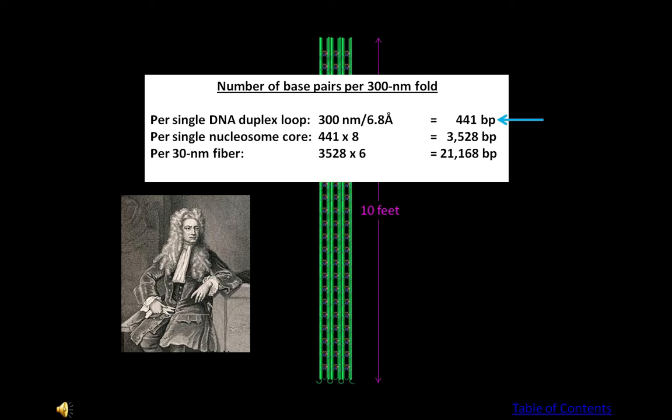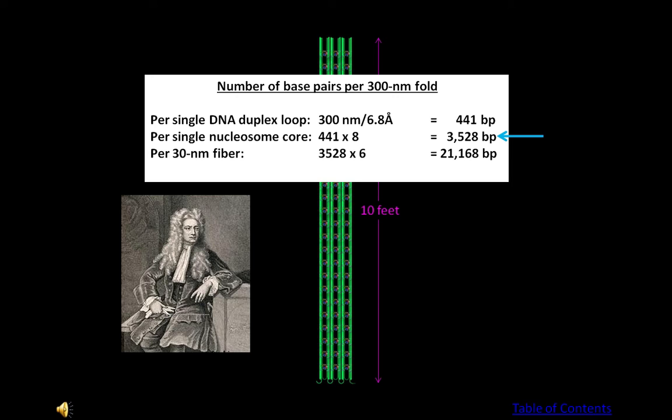Each histone octamer is associated with 8 strands of DNA. So, for each vertical histone DNA complex, there are 8 times our previous base pair total, or 441 times 8 equals 3,528 base pairs of DNA.